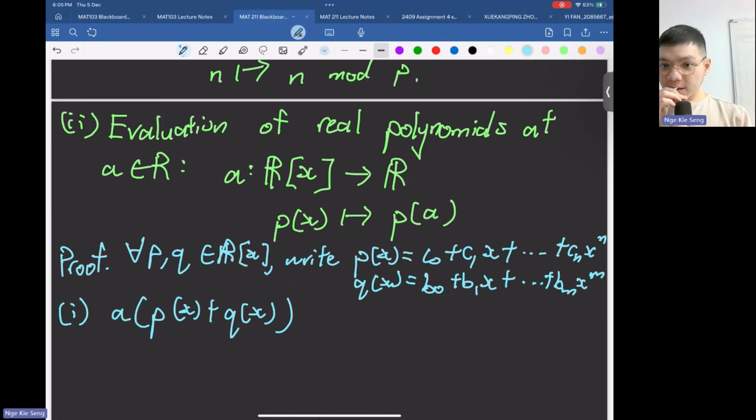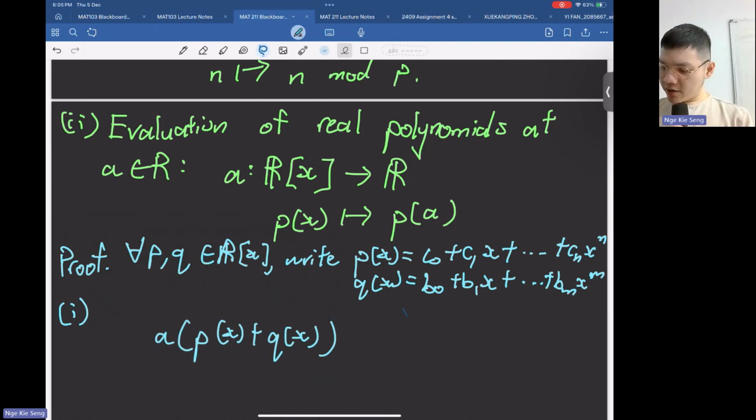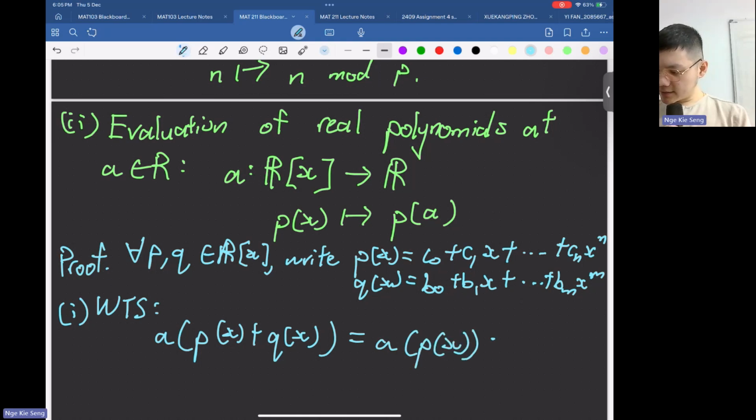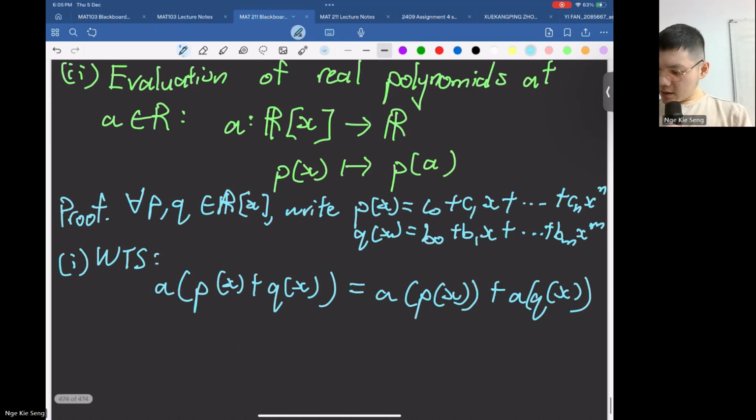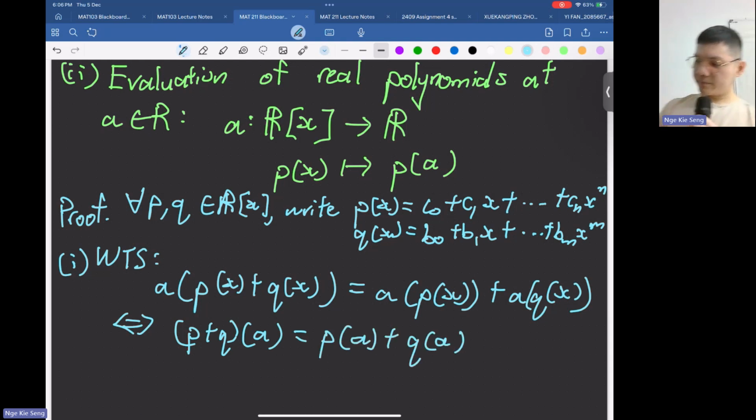Right. So what to do here? What do we want to show? We want to show that the evaluation at a of (p plus q)(x) equals evaluation at a of p(x) plus evaluation at a of q(x). In other words, we want to show that (p plus q)(a) equals p(a) plus q(a).